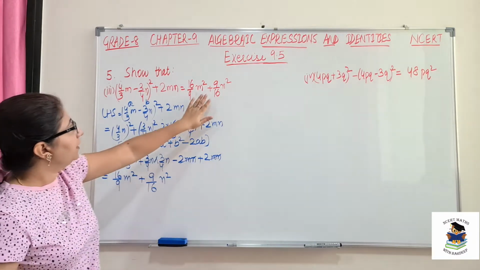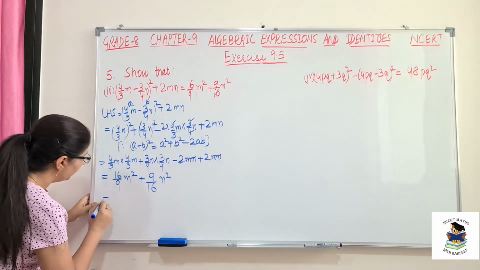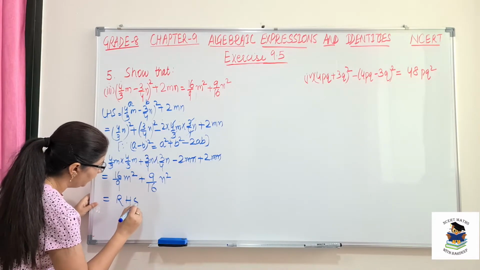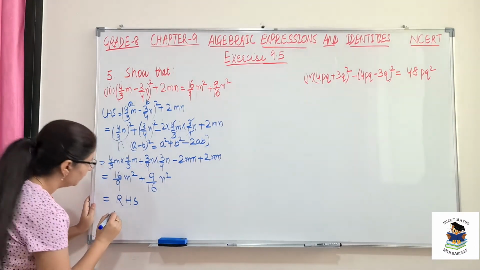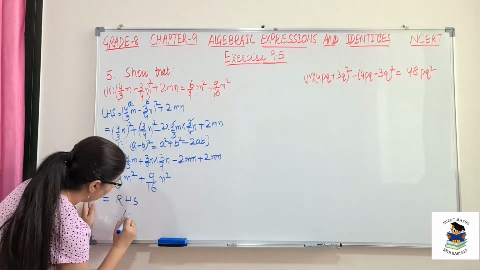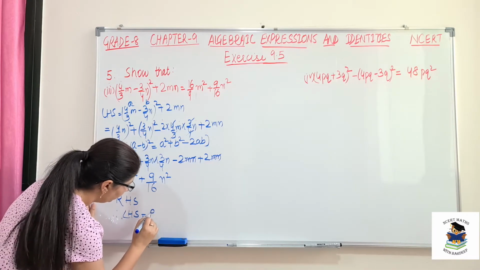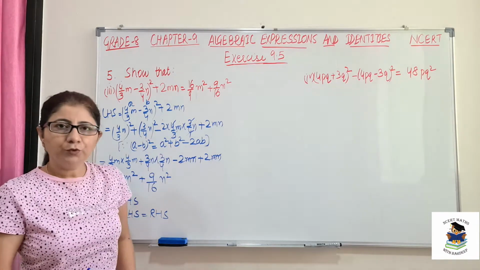Now we can verify this is the same as right hand side. So directly we can write is equal to right hand side. No need to solve further because we cannot simplify this. So in the end you can write therefore left hand side is equal to right hand side. Correct? So now let's see the fourth part.